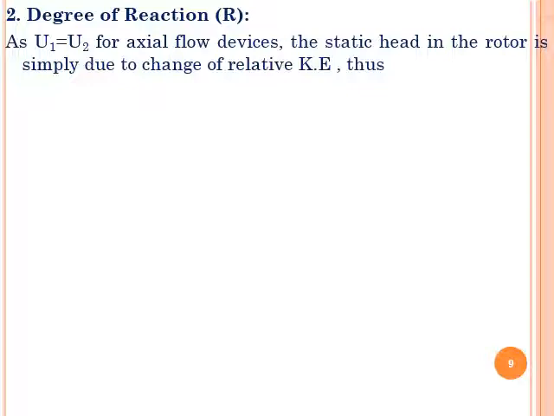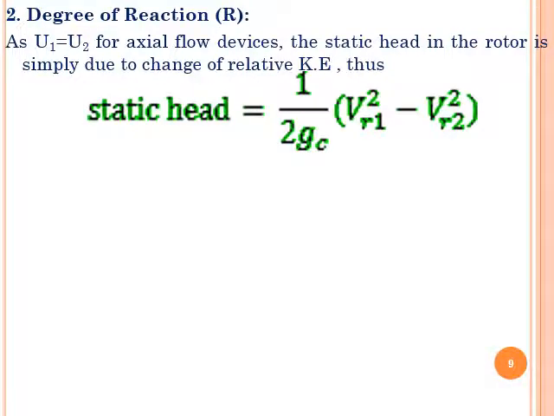So because of this, in axial flow machines, the static head is only due to what? The relative kinetic energy. Thus the static head is given by 1 by 2 Gc (Vr1 square minus Vr2 square). This is a power absorbing type of turbo machine. For that reason, the relative velocity at inlet is higher than the relative velocity at exit, so this equation becomes Vr1 square minus Vr2 square.